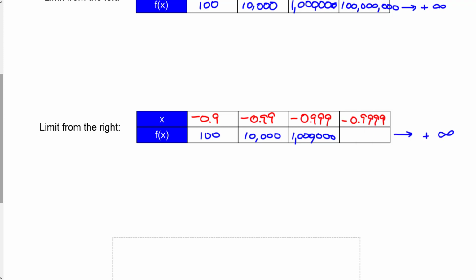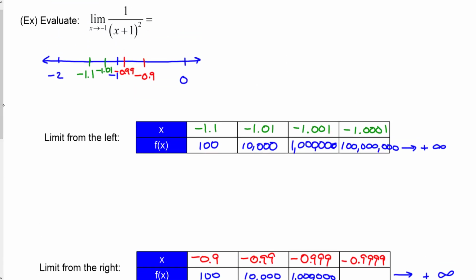Now, if this was running to positive infinity on the left, negative infinity on the right, we definitely would write DNE, does not exist. It's still understood that these don't exist, but it's a little bit more explanative to say that the limit is positive infinity. So that's fine. We can do that since they agree.